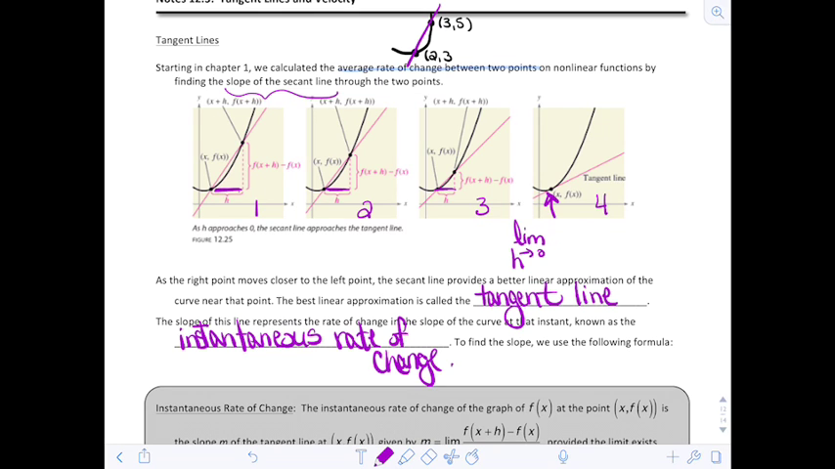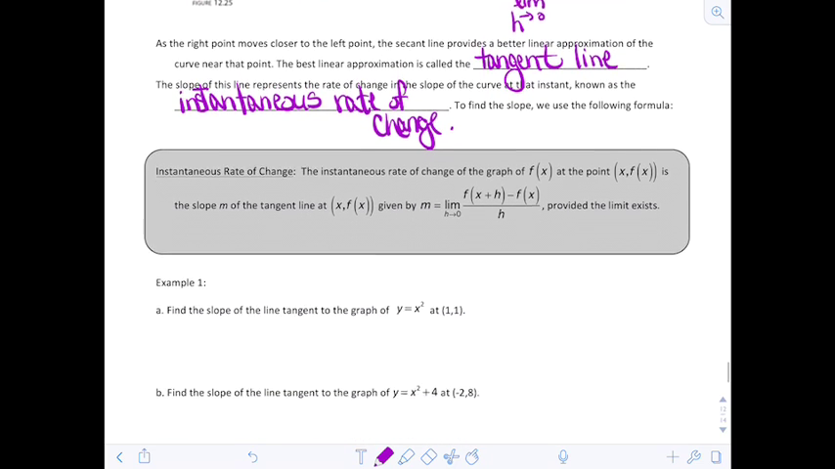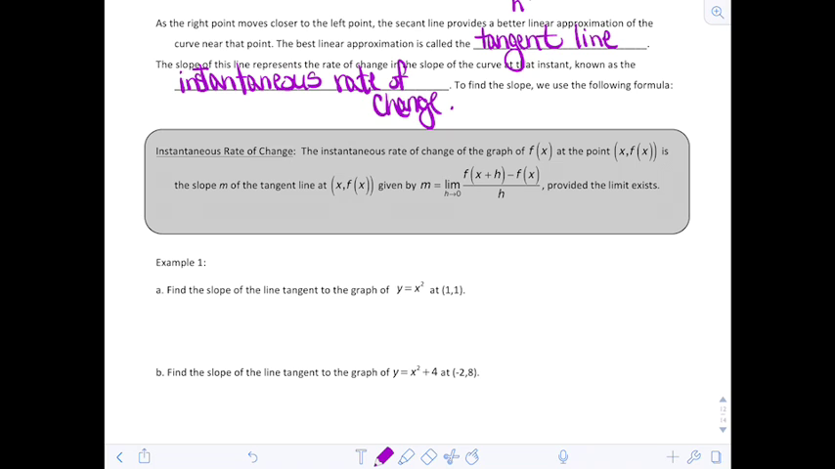Okay, so to find the slope of that tangent line, we're going to use the following formula, which looks kind of intimidating, but it's really not that bad at all. The instantaneous rate of change of this graph, f(x), at a point x and its y value, f(x), is the slope of the tangent line right there at that point, and it is given by this. We are going to evaluate the limit as h approaches 0 of f(x + h) minus f(x) itself, divided by h.